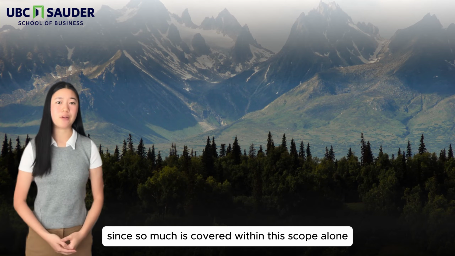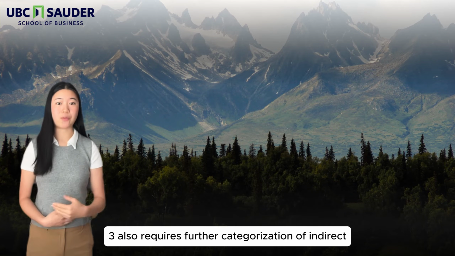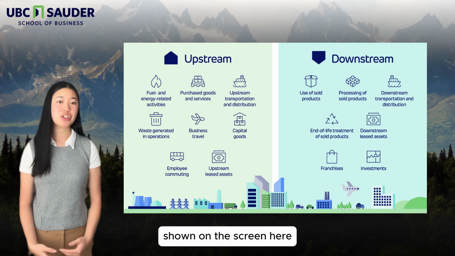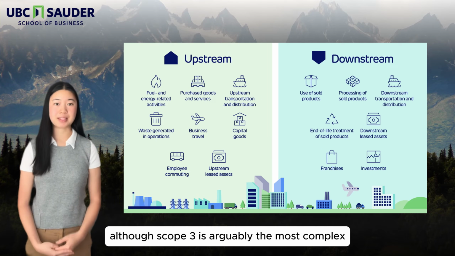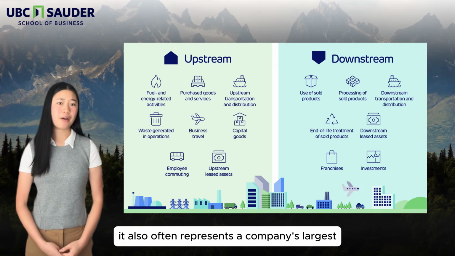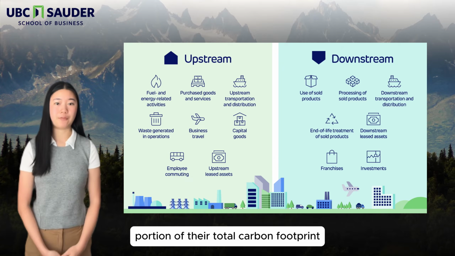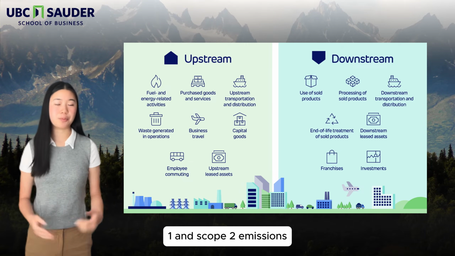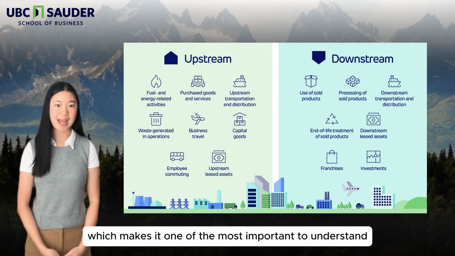Since so much is covered within this scope alone, Scope 3 also requires further categorization of indirect emissions into 15 subcategories shown on the screen here. Although Scope 3 is arguably the most complex scope of emissions, it also often represents a company's largest portion of their total carbon footprint, exceeding the combined impact of Scope 1 and Scope 2 emissions, which makes it one of the most important to understand.